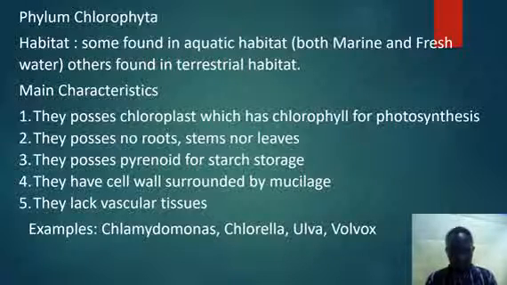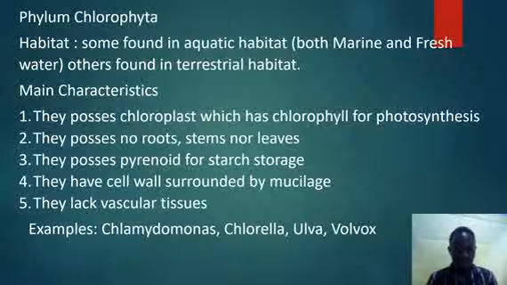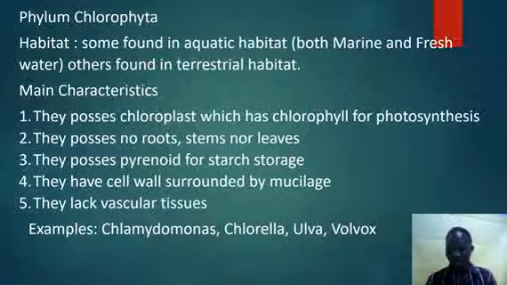They also possess the pyrenoid for storing starch. So they have a starch storing material called the pyrenoid, and it helps them to store their starch. And of course, they have a cell wall that is surrounded by a material called mucilage. Then lastly, they do not have vascular tissues. They lack vascular tissue. Remember, when we say vascular tissues, we're talking about the xylem and the phloem. So let's take note of this.